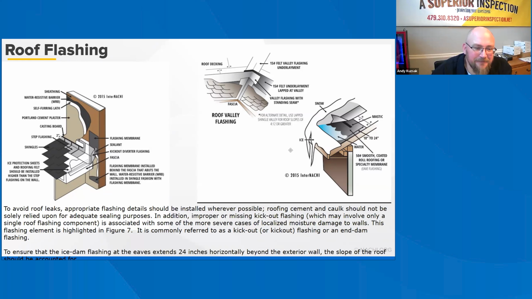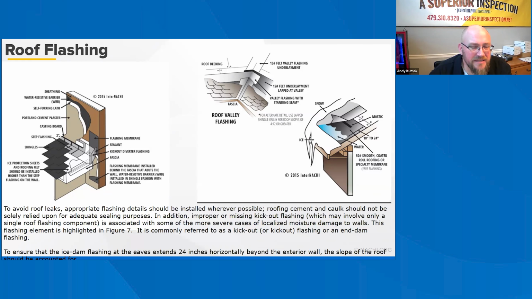To ensure that ice dam flashing at the eaves, and we're talking over here on the right-hand side, extends 24 inches horizontally beyond the exterior wall, the slope of the roof should be accounted for. Again, you're probably not going to be able to see this because ideally the shingles should all be tacked down and should not be able to be lifted up so that you can see that it extends 24 inches horizontally.